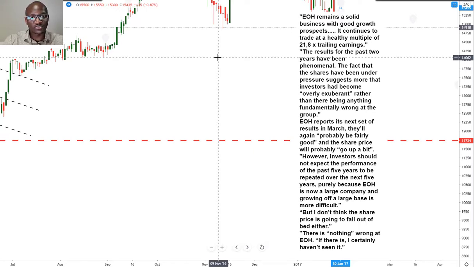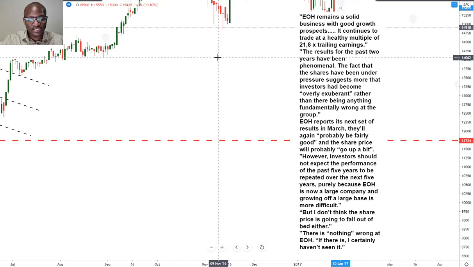And this asset manager had this to say: EOH remains a solid business with good growth prospects. It continues to trade at a healthy multiple of 21.8 times trailing earnings. The results for the past 2 years have been phenomenal. The fact that the shares have been under pressure suggests more that investors had become overly exuberant rather than there being anything fundamentally wrong at the group. I agree. At this point in time, there was nothing wrong. Every earnings announcement, whether interim or year-end, was still showing increases of 15 to 30%.